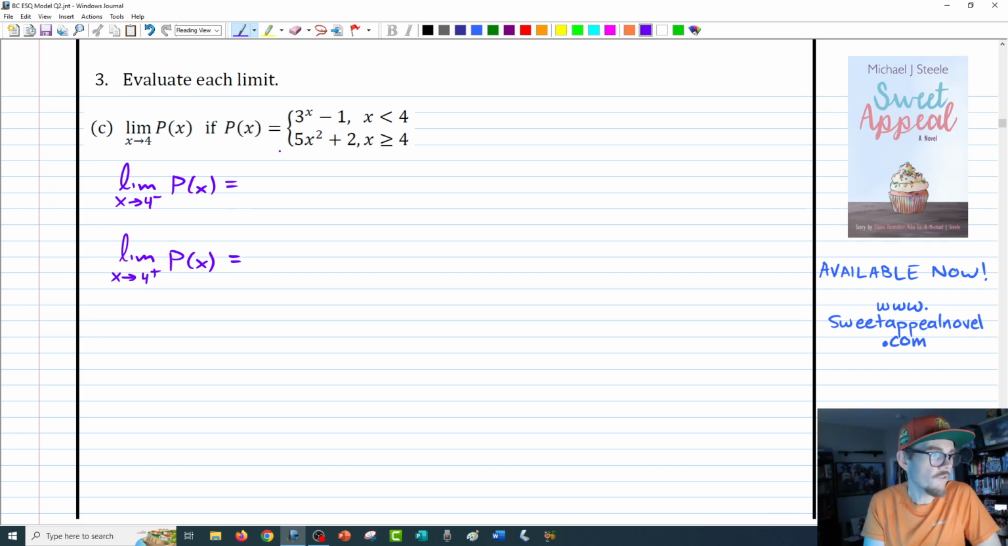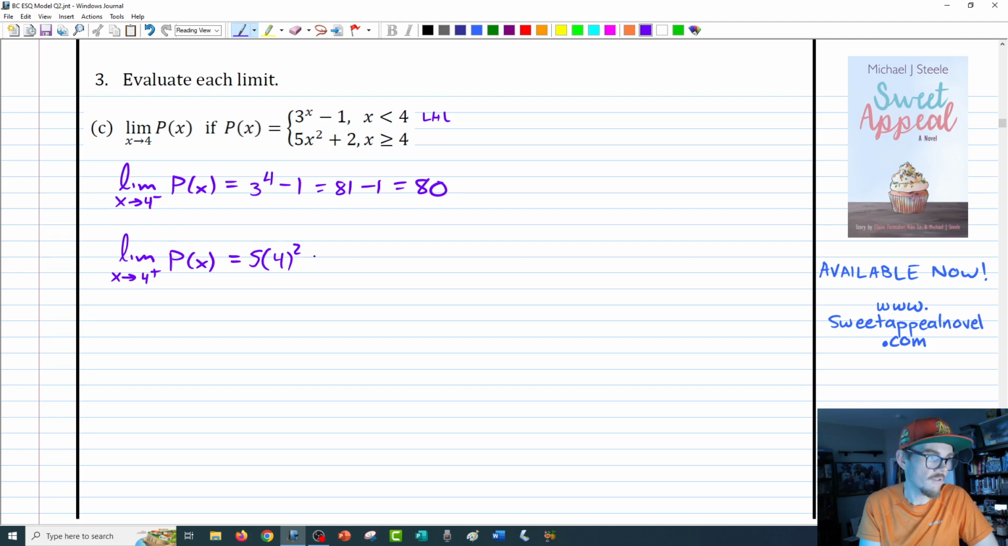Okay, so the first one, if we're going to evaluate the limit from the left side, those are the smaller values. So our left-hand limit will come from there. This will be 3 to the 4th minus 1. That's 81 minus 1 equals 80. Down below, we're going to have 5 times 4 squared. And by the way, that's 5 times 16 is 80, so we're actually in the ballpark. There's some interesting stuff happening here. But this time we add 2, which gives us 82. Now, last time I checked, 80 and 82 are different numbers.